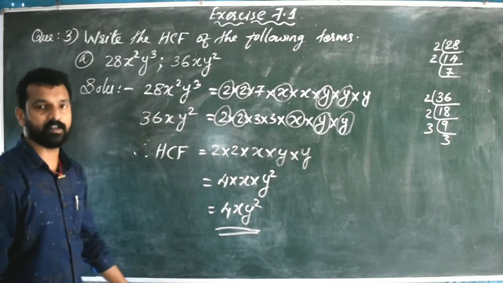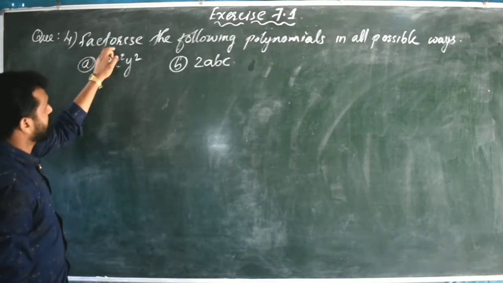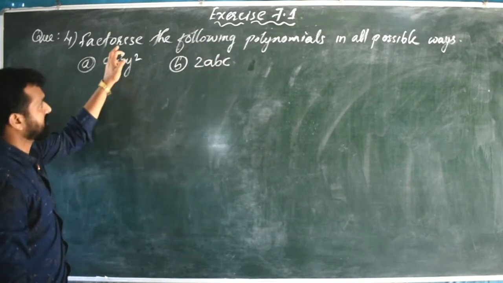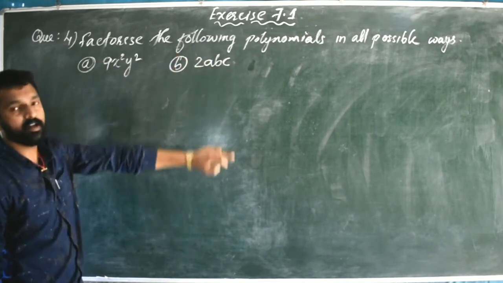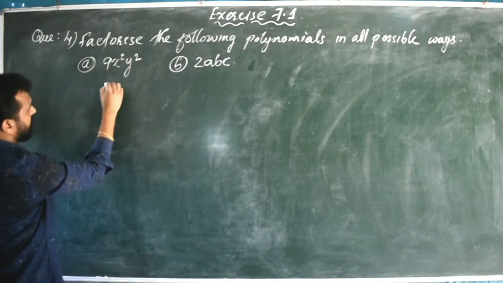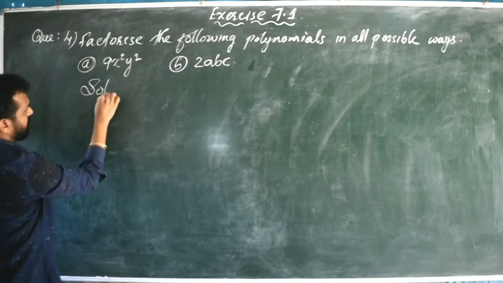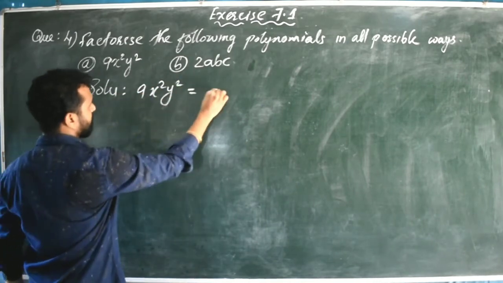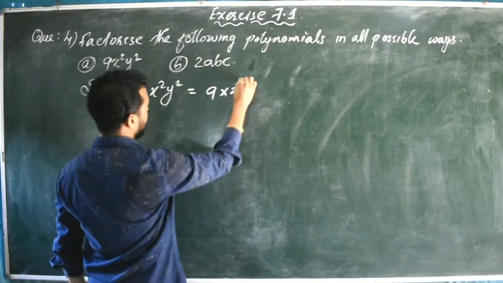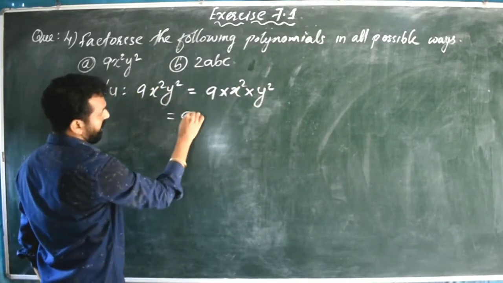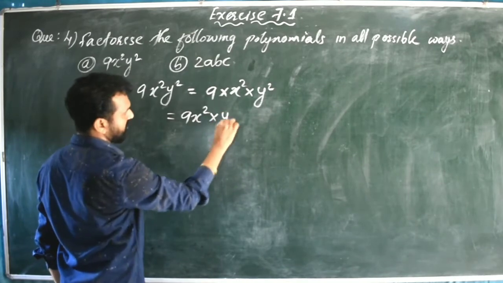So now let's see question number 4. Factorize the following polynomials in all possible ways. Question number A, 9x square y square. 9x square y square is equal to, we can write 9 into x square into y square. Or 9x square into y square we can write.